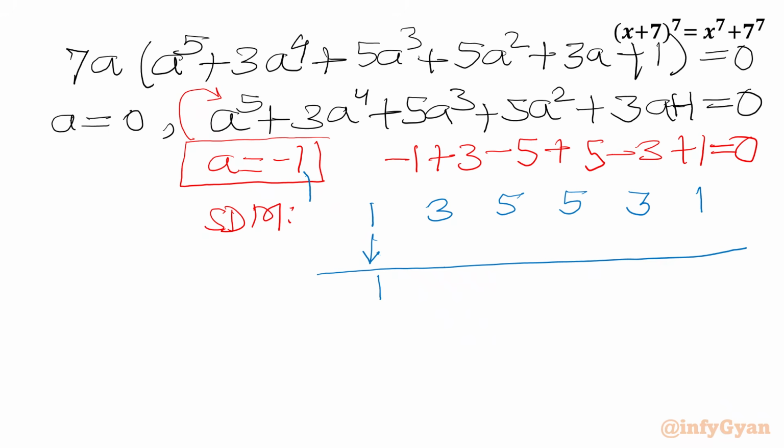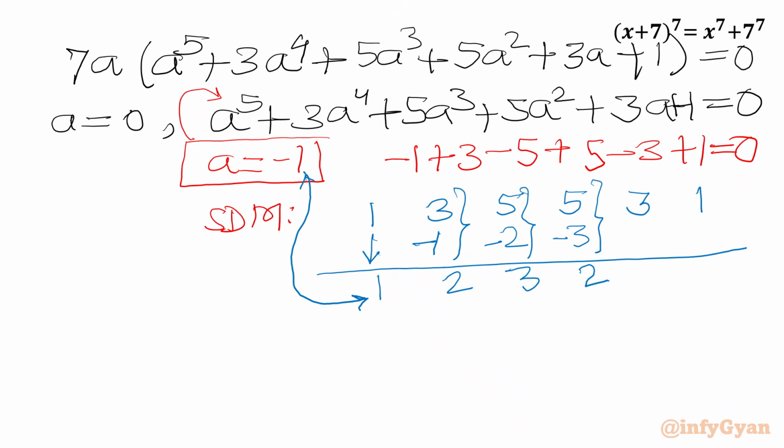Now we will multiply the base solution with this leading coefficient 1. -1 times 1. We will multiply both and write over here. Then we will add these two numbers. We will write here 2. Again we will repeat: -1 times 2 is -2. We will add these two and write over here 3. -1 times 3 is -3. We will add these two and write over here 2.